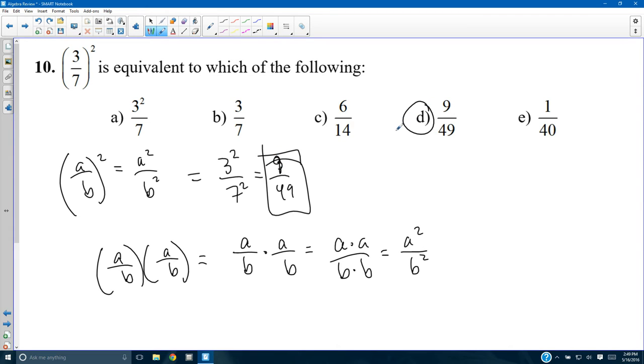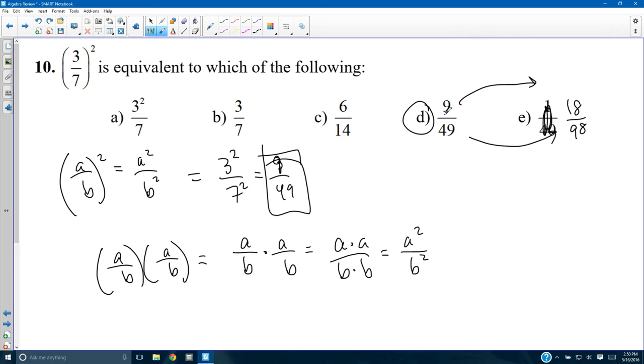Now, although this has nothing to do with the multiple choice, what if there was an answer that said 18 over 98? The reason I said that is because that's this number doubled over this number doubled. This is still the same decimal. However, if you're choosing a best answer, you would choose the one that's most simplified, this 9 over 49.